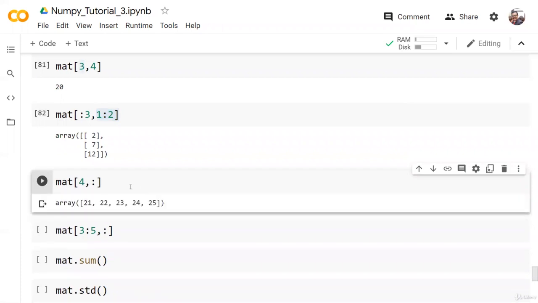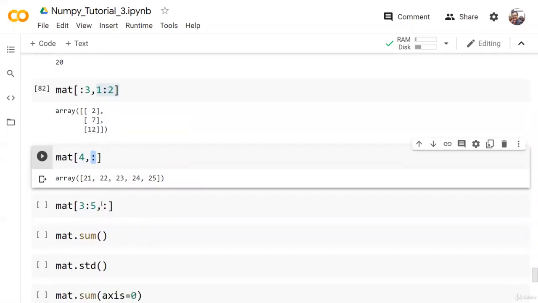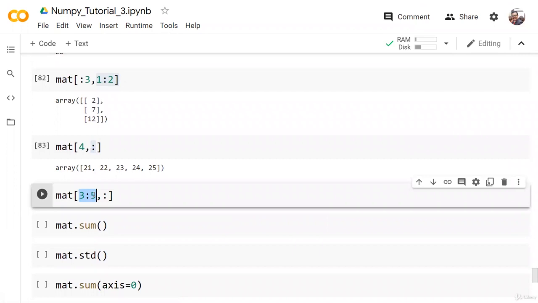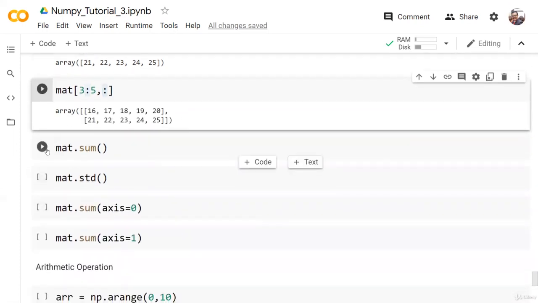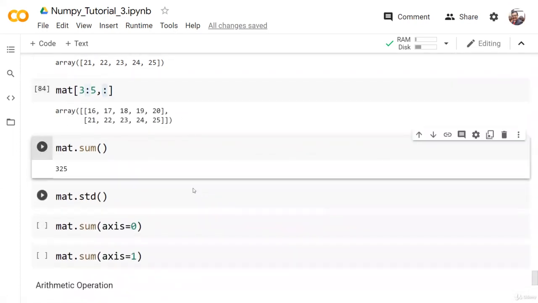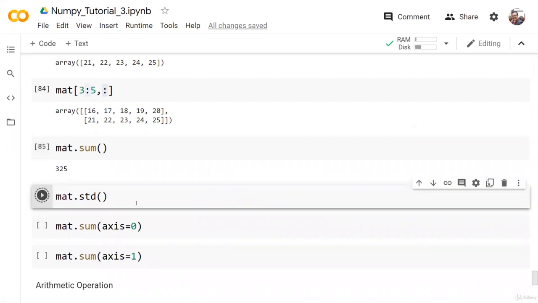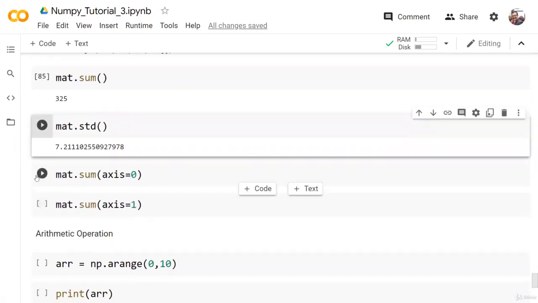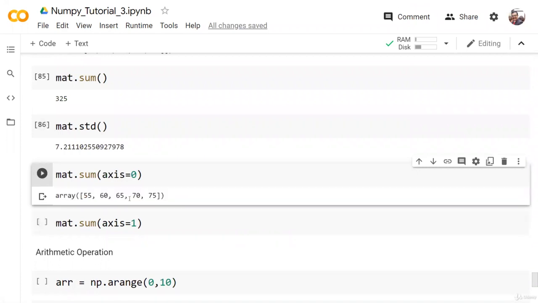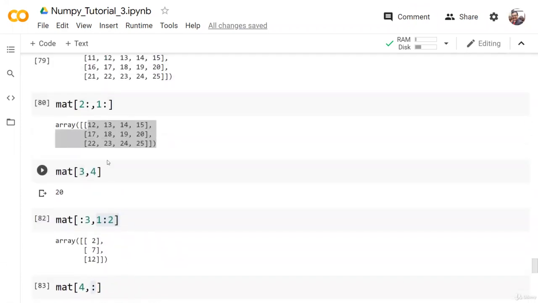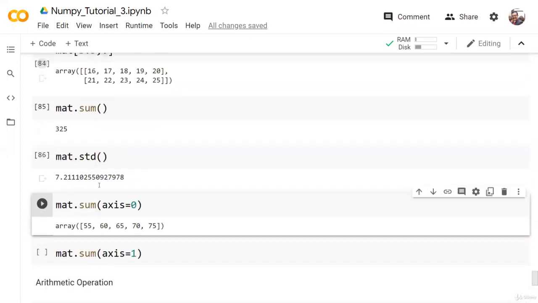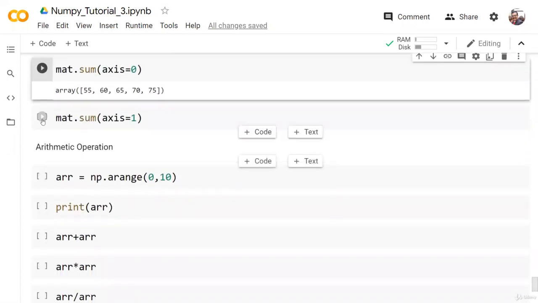Okay. So for 4, all elements of 4, that means row number 4 will be selected and all columns will be selected. Rows number 3 and 4 will be selected and all the columns will be selected. Great. I can find out the sum of all elements. I can find out the standard deviation of the elements. I can find out the sum of all the rows. I can find out the sum of all the columns also.